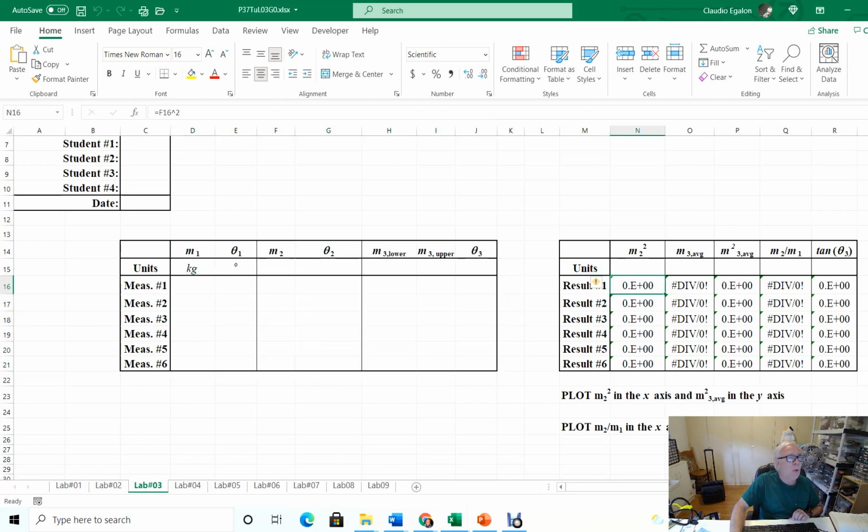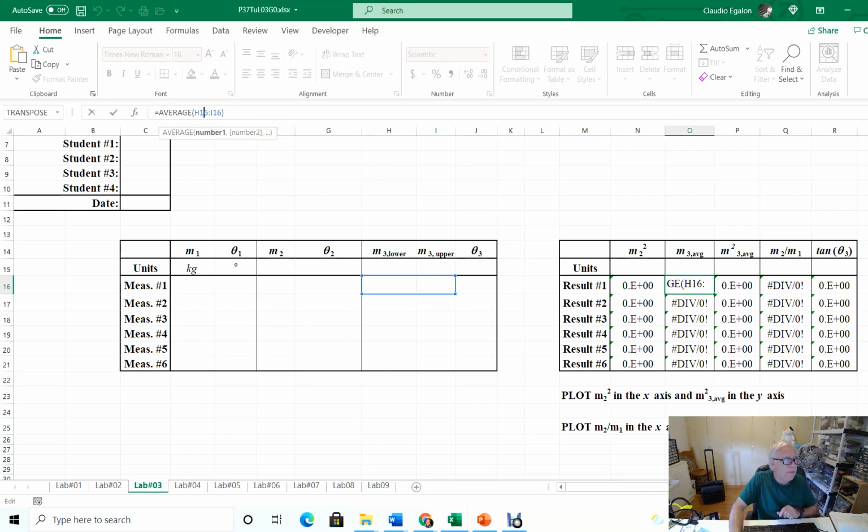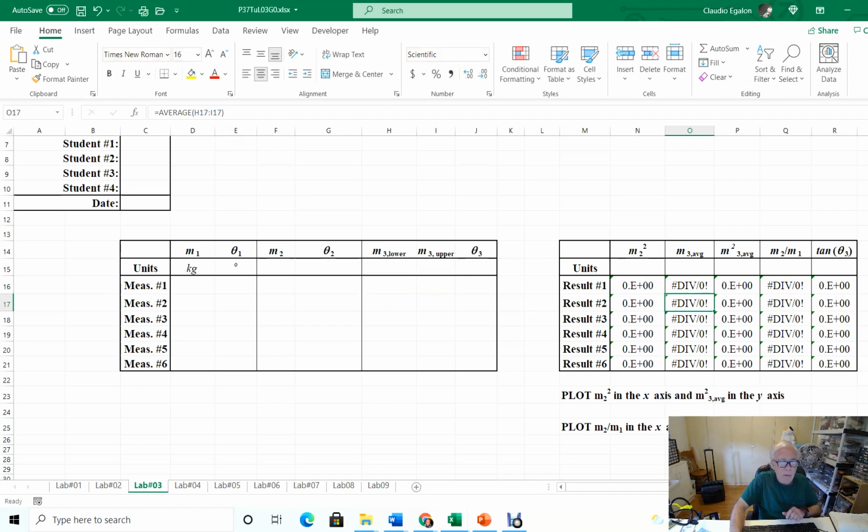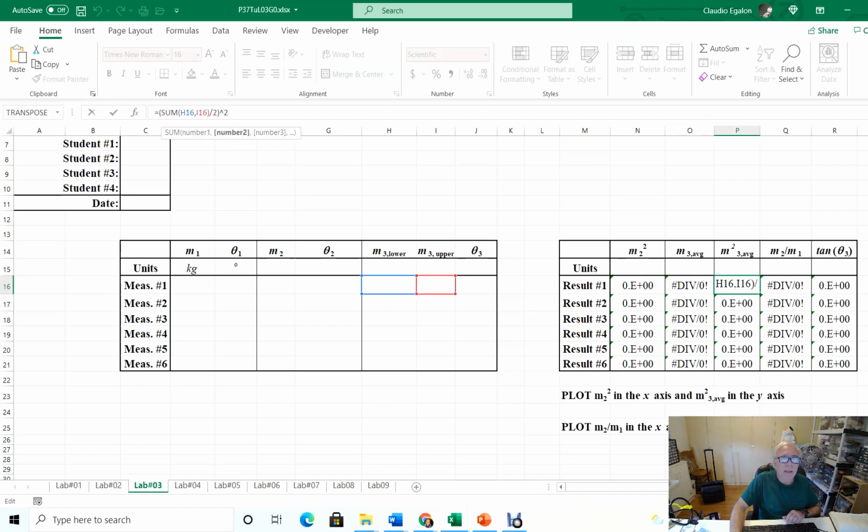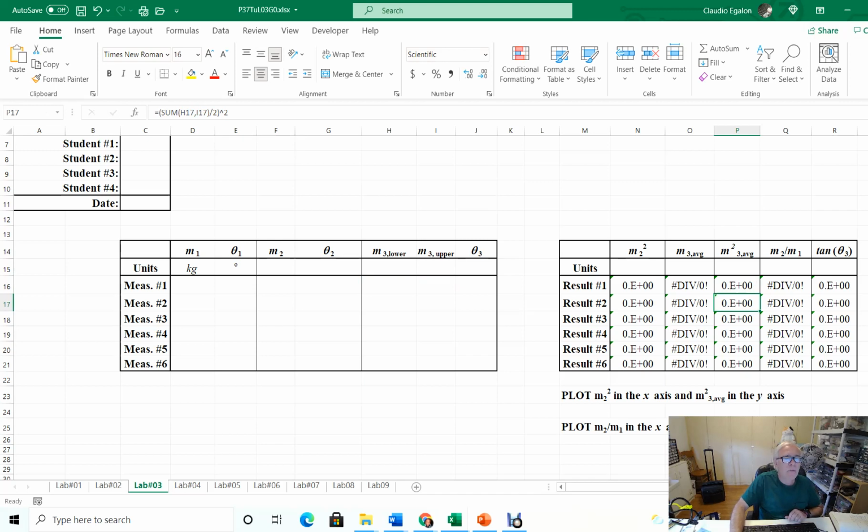We are going to calculate M2 squared. We are going to take the average value of those two masses, the lower and upper one, and we are going to square the M3 value, the value of the mass 3. So here, that's where you're going to get your first graph. Okay? So what you're going to do, you're going to plot M3 squared in the y-axis and M2 squared in the x-axis.